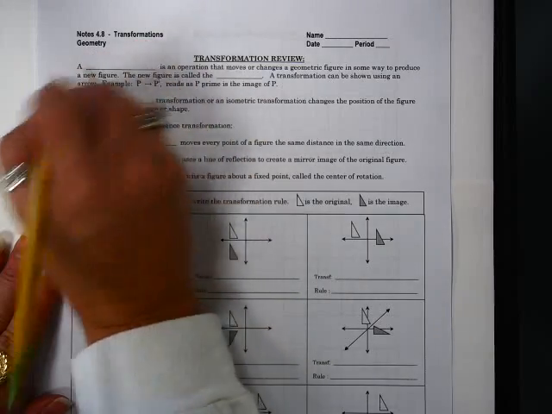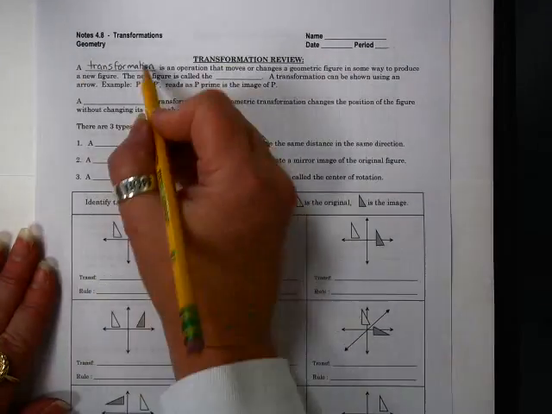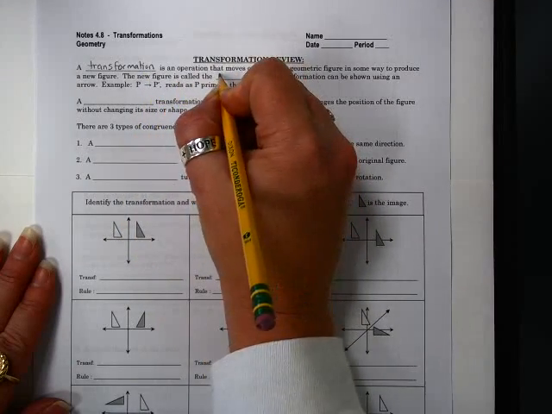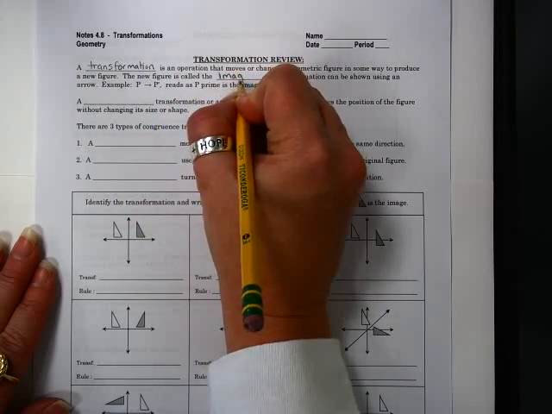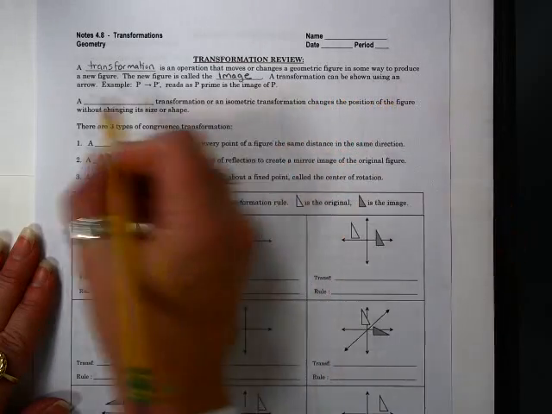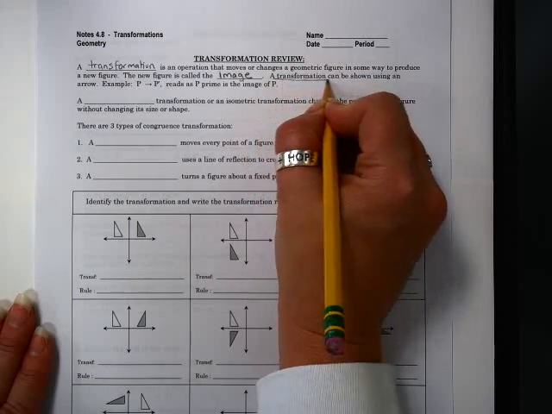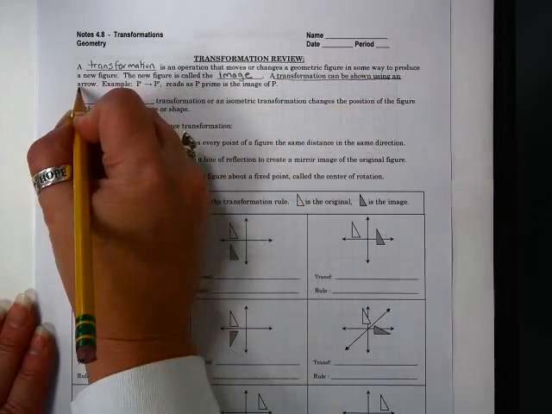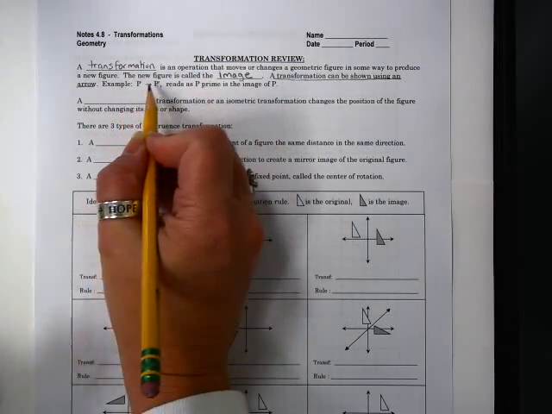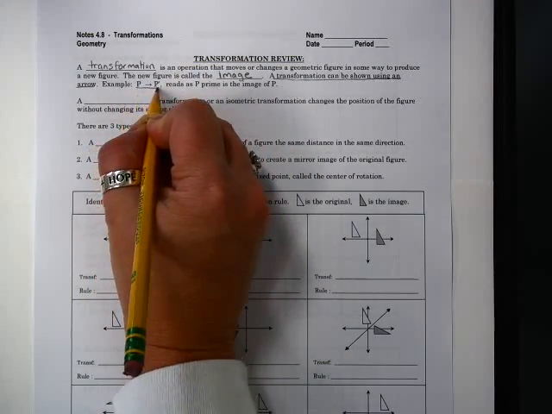A transformation is an operation that moves or changes a geometric figure in some way to produce a new figure. The new figure is called the image. A transformation can be shown using an arrow.